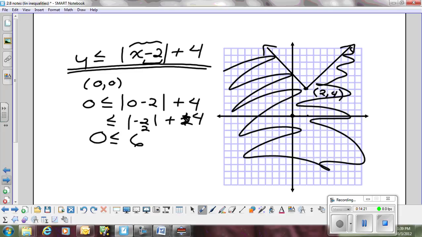So I'm going to shade everything outside of the V. If I had picked a point in here and it had worked, I would shade everything inside the V. So you have a couple of those at the end. Questions?